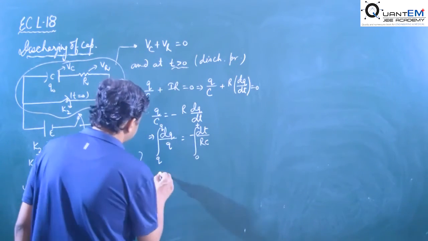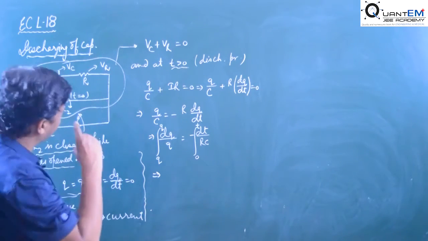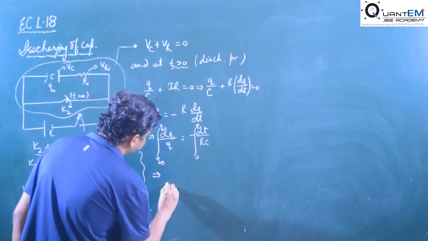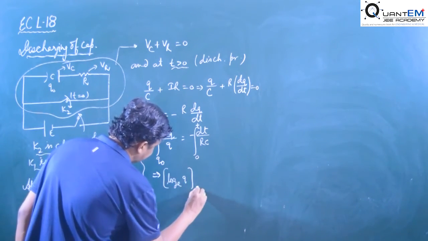Now see, we come to the next step. Here the charge is Q naught, the maximum, and these are the limits.